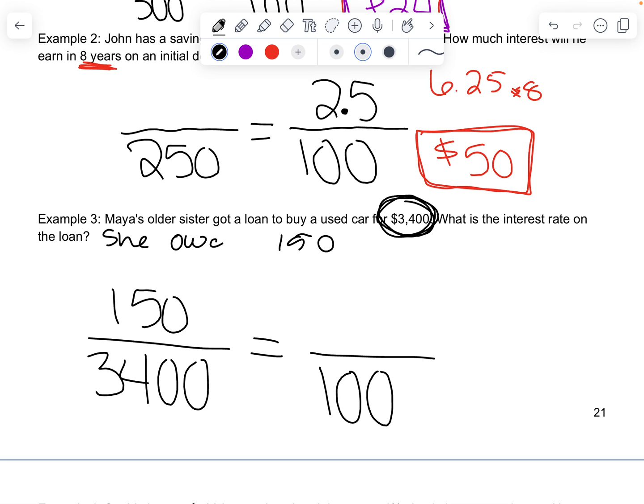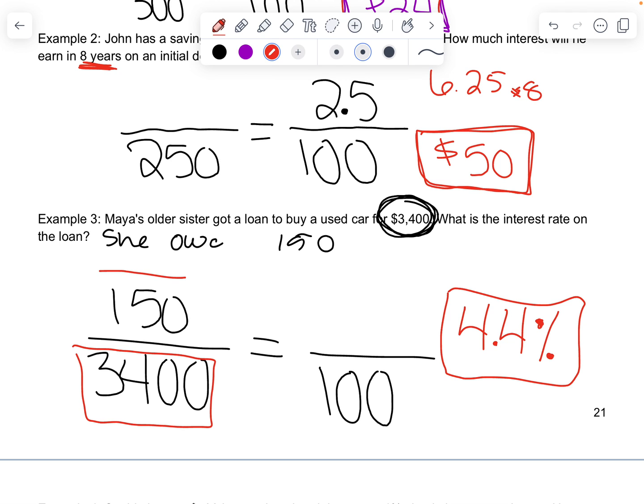So we do 150 times 100 divided by 3,400. And we get 4.4%. So that means when she pays back the money from the bank, she said, hey, bank, can I borrow your money? Can I borrow $3,400? And the bank was like, yeah, sure. But when you pay us back, you have to pay us back the $3,400 and an extra $150. And that's how it works with interest.